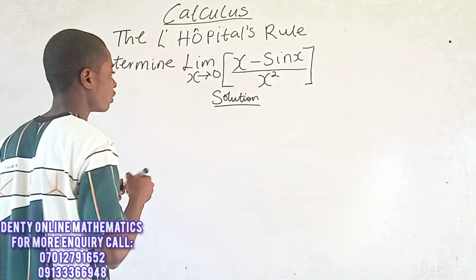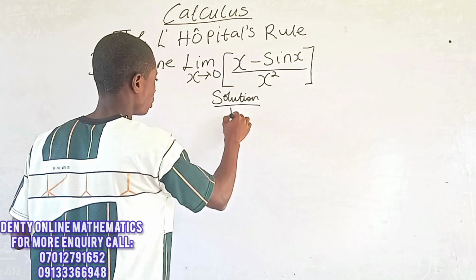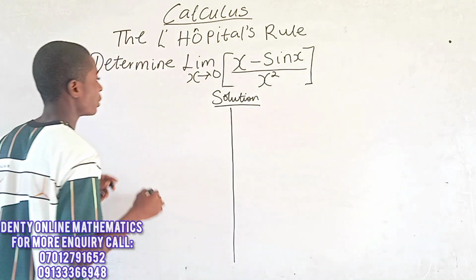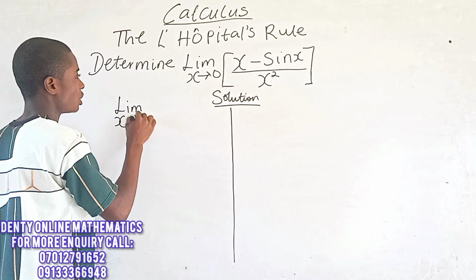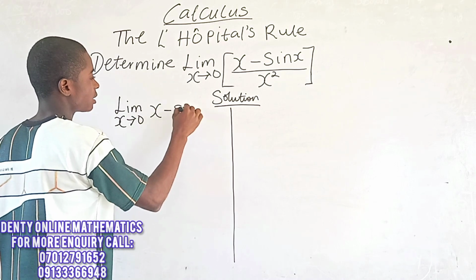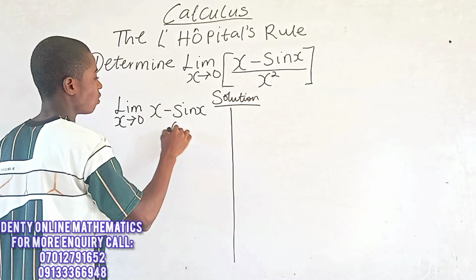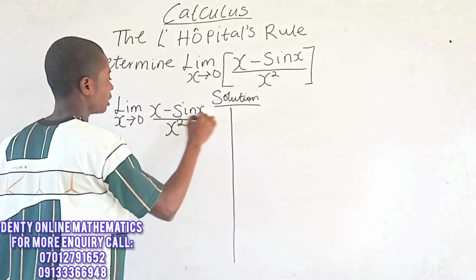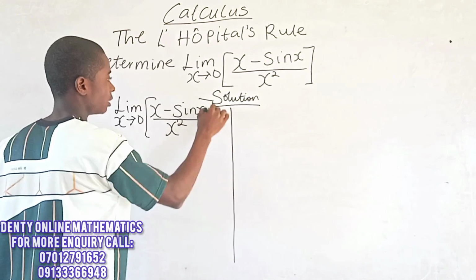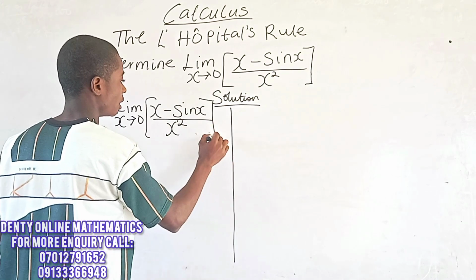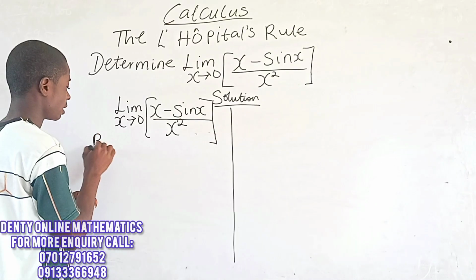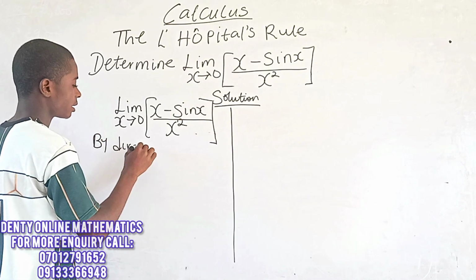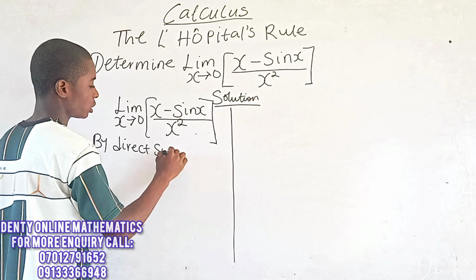Now, for convenience and for clarity's sake, I will divide this by 2. Now, look at what we have. We have the limit as x tends to 0 of (x minus sin x) over x squared. This is the full question. Now, this is what we are going to do. By direct substitution.